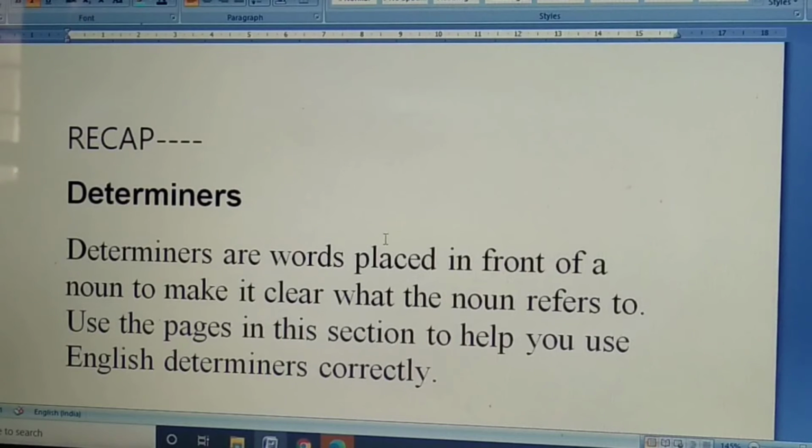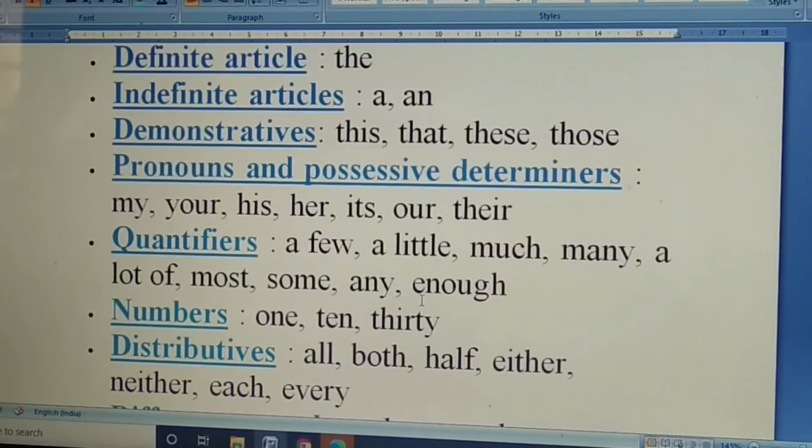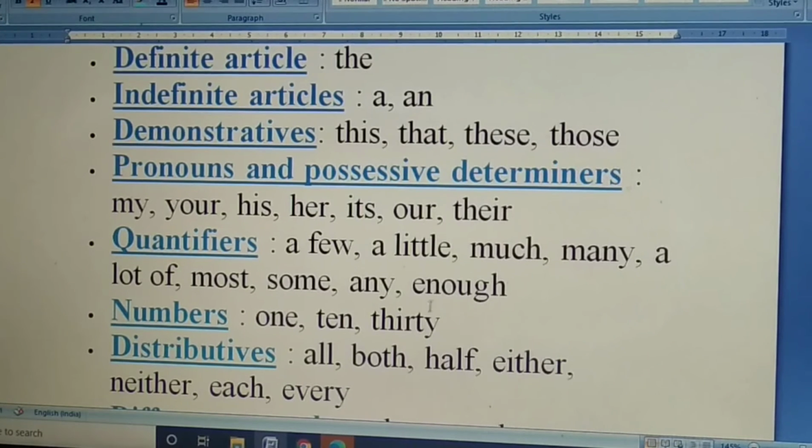Okay, now let's recap. Determiners are words placed in front of a noun to make it clear what the noun refers to. Use the pages in this section to help you use your determiners correctly. Now, definite article is the, indefinite articles a and an, demonstratives this, that. When we are pointing at something that is close to you, then this and that. Something at a certain distance, that is far away, these and those.